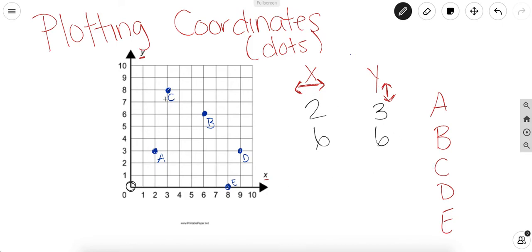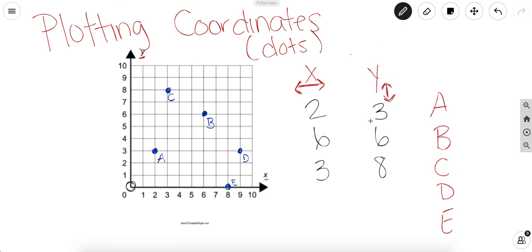So for C, where's my C? My C is right here, okay? So how many times do we have to go over? We had to go 1, 2, 3 times over. And how many times do we have to go up? 1, 2, 3, 4, 5, 6, 7, 8. We had to go up 8. Now I'm going to show you another trick to doing this, okay? Sometimes it's a little hard, especially when we get into bigger numbers. It's kind of hard to count every single line going up and down. So for D and E, I'm going to show you a trick.